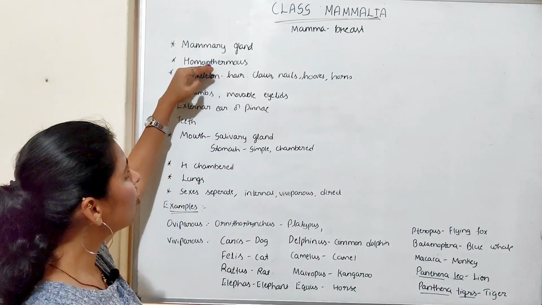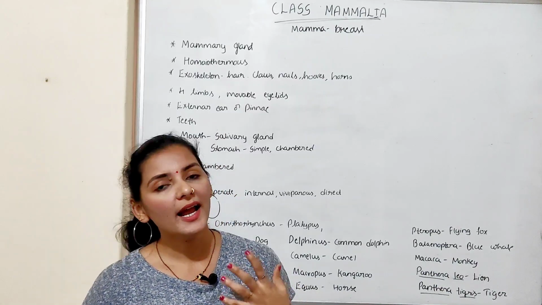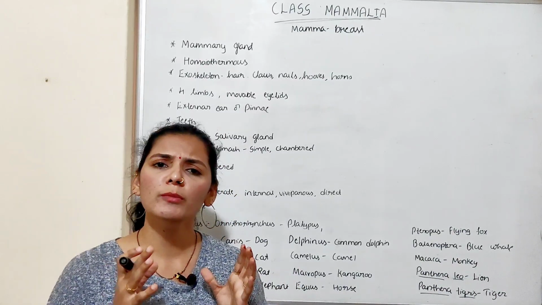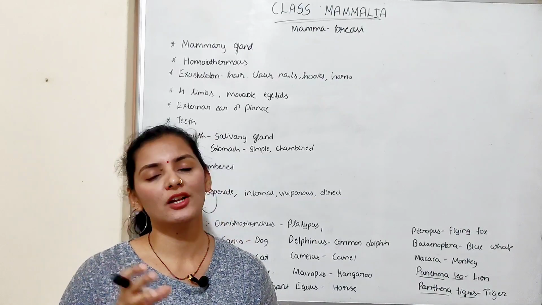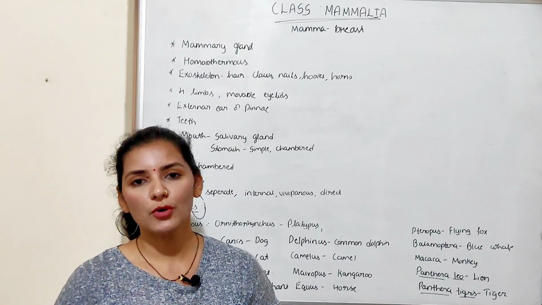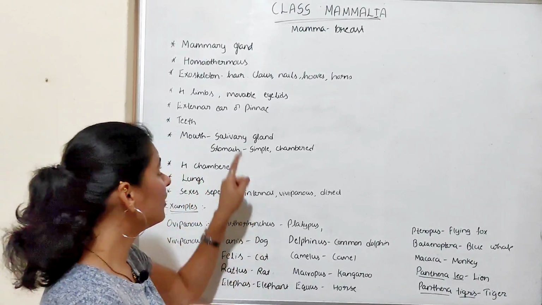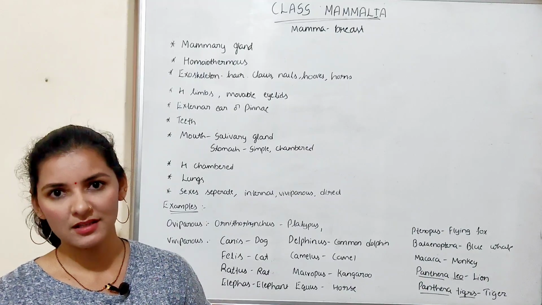These organisms are homeothermous in nature, or they are warm-blooded animals, or they are endothermous in nature. What do you mean by warm-blooded animals? These organisms have the ability to regulate their own body temperature, or they can maintain constant body temperature. That's why they are called homeothermous, or warm-blooded animals, or endothermous in nature.